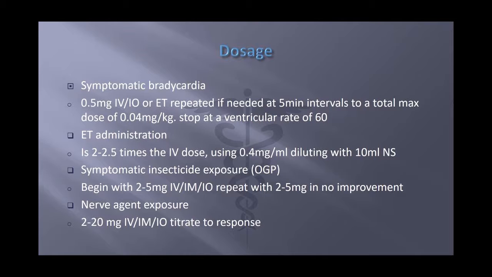Begin with 2 to 5 milligrams IV, IM, or IO. Repeat with 2 to 5 milligrams if no improvement. Nerve agent exposures, 2 to 20 milligrams IV, IM, or IO. Titrate to response.